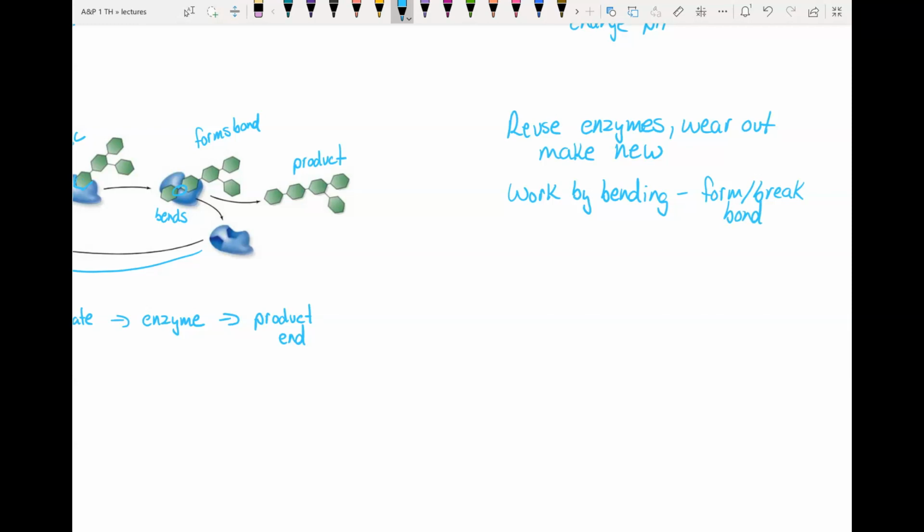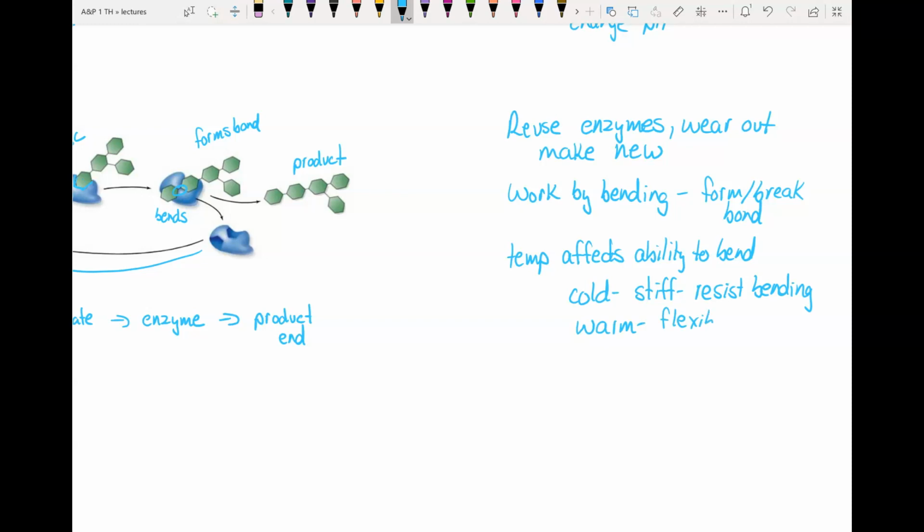Temperature affects ability to bend. If something is cold, it is stiff, and it will resist bending. It's hard to bend something that is cold and frozen. If you warm it up, that makes it more flexible, and it will be easier to bend. This information is going to help you with your lab.